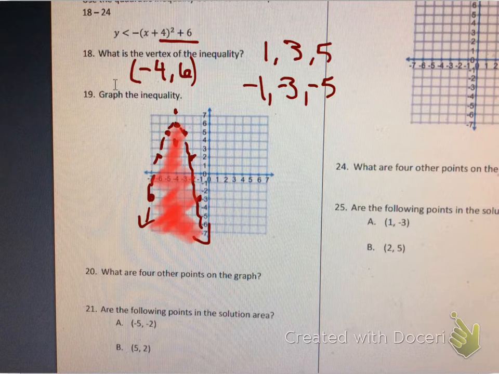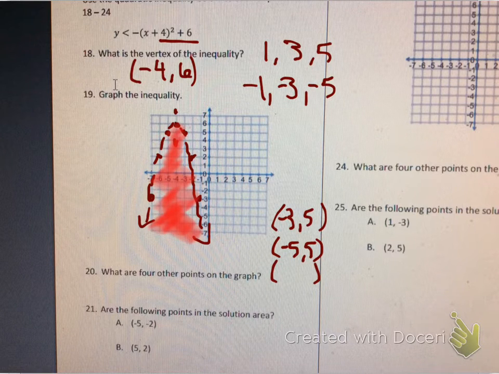So give me 4 other points that were on this graph. Well, again, as you were graphing them, you probably could have been answering this question, but I'll put them over here. Okay, so after the negative 4, 6, I went down 1, so I was at negative 3, 5, and negative 5, 5. Then I went down 3 more, so that put me at negative 2, 2, and then I would be at negative 6, 2. And that's good enough. That's 4 points.